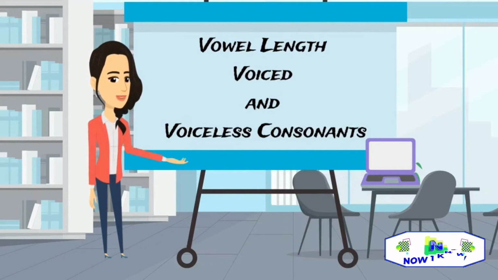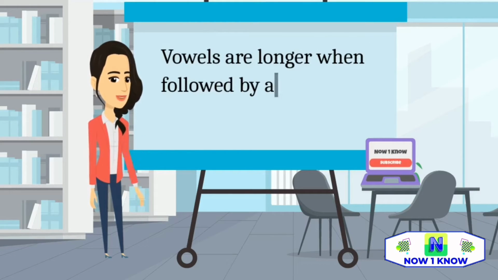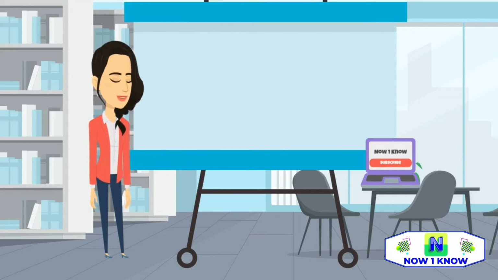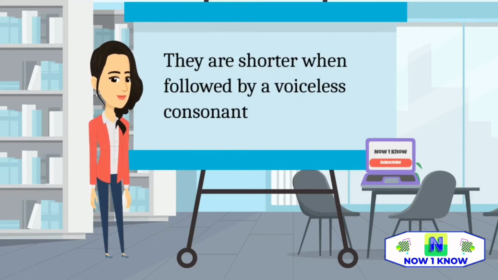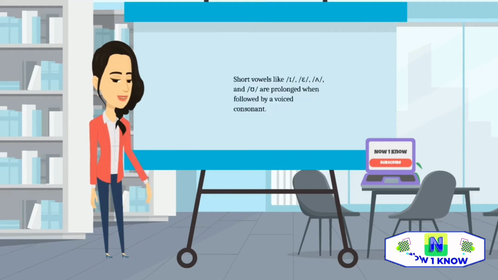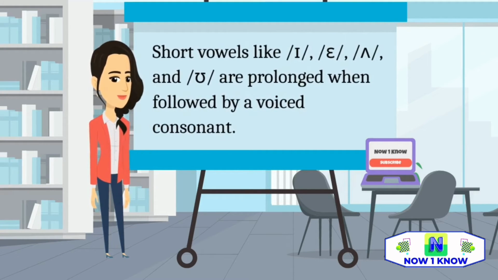Vowel length and voiced and voiceless consonants. Vowels are longer when followed by a voiced consonant and shorter when followed by a voiceless consonant. Even short vowels like I, e, and are prolonged when followed by a voiced consonant. For example, I followed by a voiced consonant sounds like I, as in big.